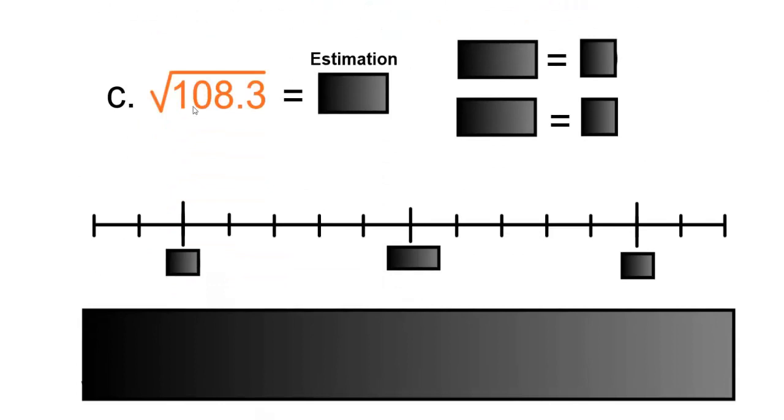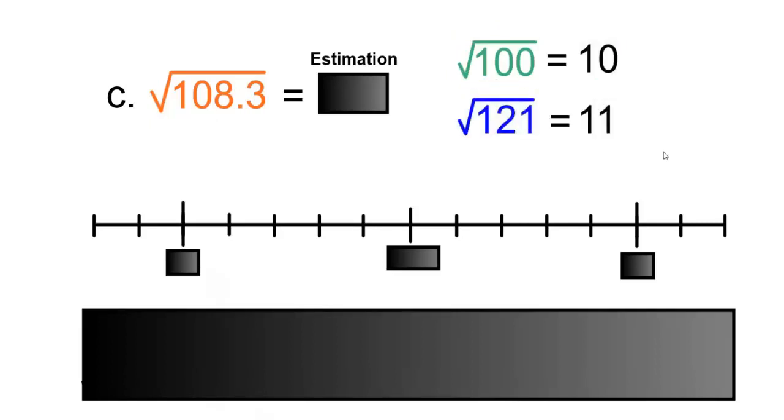And C, the square root of 108.3. The two closest perfect squares to 108.3 would be 100, and the square root of 100 is 10, and 121, and the square root of 121 is 11. Put 10 and 11 on your number line.